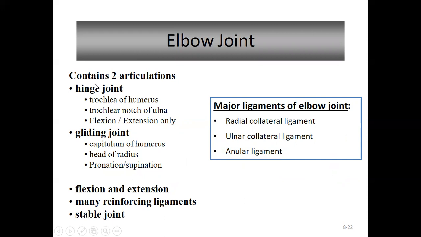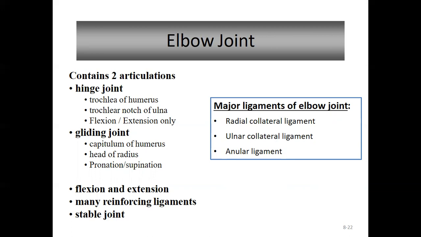You have your hinge joint and your gliding joint. So the hinge joint is created by the trochlea of the humerus. Make sure you're looking up the word trochlea. And then you have the trochlear notch of the ulna. This is allowing for flexion and extension. Remember, hinge joints, like a door hinge, only allow an opening and closing of a joint. And that's what causes that elbow opening and closing, or the arm flexion and extension.